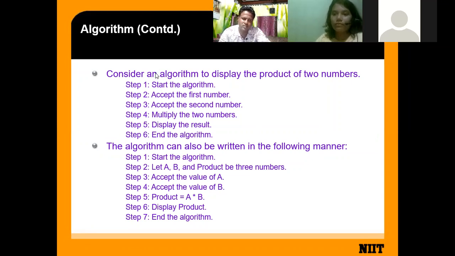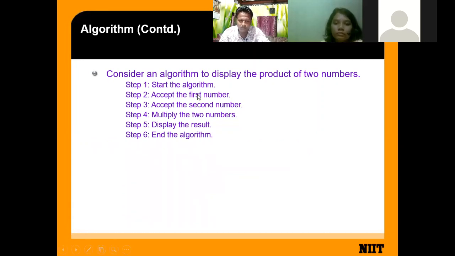The first step is start the algorithm, then accept first number, accept second number, multiply the two numbers, display the result, end of algorithm. That is the normal step. First we write start the algorithm, accept the first number, accept the second number, multiply the two numbers, display the result, end of algorithm. It is a step.